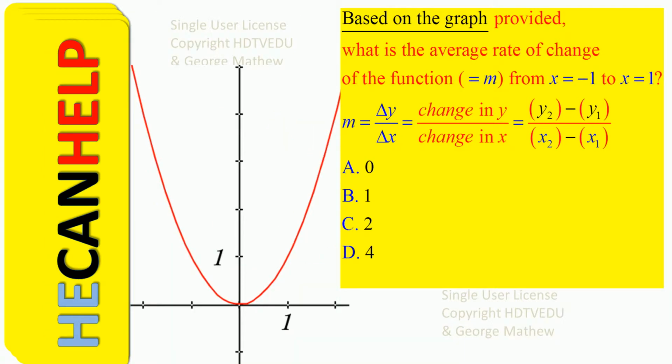2100. Based on the graph provided, what is the average rate of change of the function, call it M, from x equals -1 to x equals +1? It is change in y over change in x, y2 minus y1 over x2 minus x1. Is it A, 0, B, 1, C, 2, D, 4?